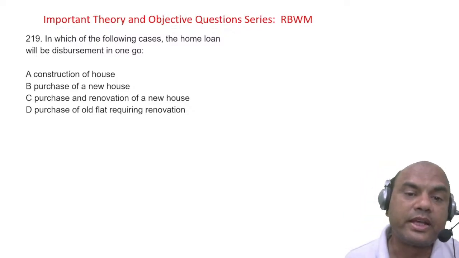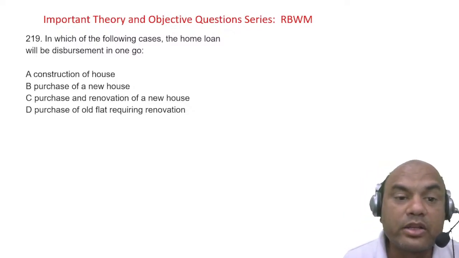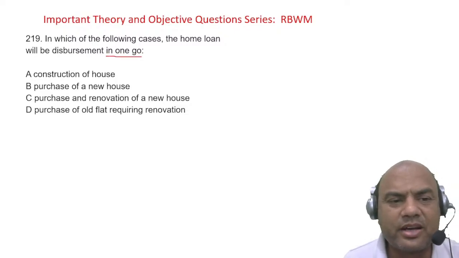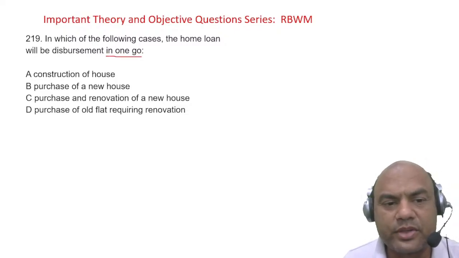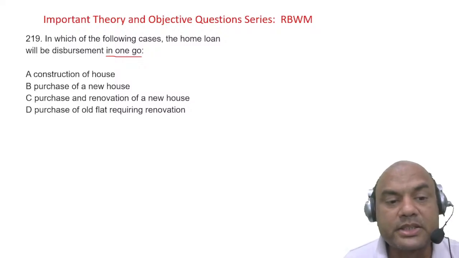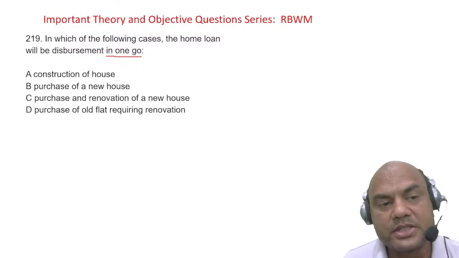In which of the following cases home loan will be disbursed in one go? Now this is simple. Just now we did it, right? Construction of a house, purchase of a new house, purchase and renovation of a new house, purchase of an old flat requiring renovation. Which will require this?